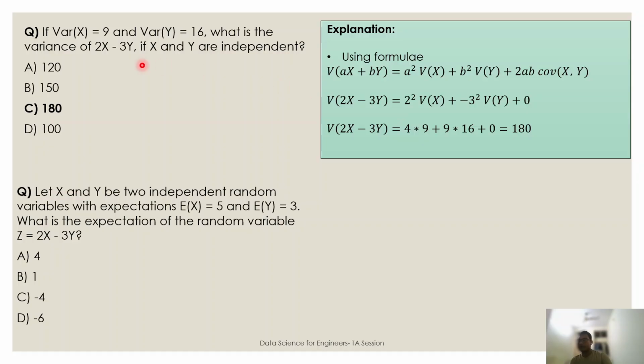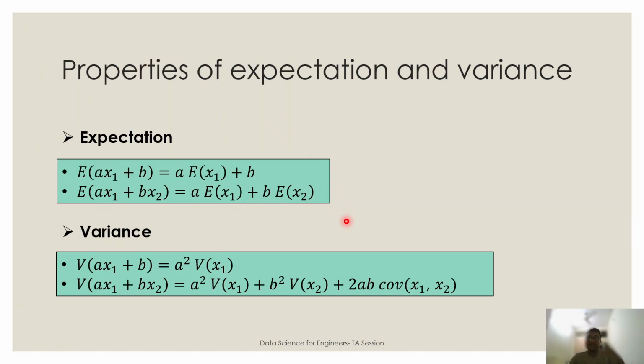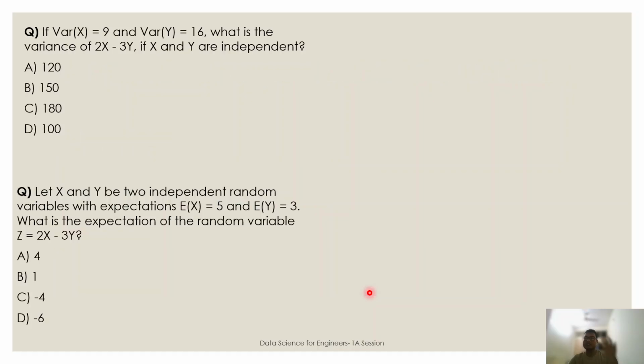Such kind of twist they will give in the exams. You will think that this formula should be applied, but they do not give the 2ab plus covariance term and all this. So this question is not wrong; they just gave one statement that will solve the query. That's why it's important to know independent, dependent, mutually exclusive, all those events.